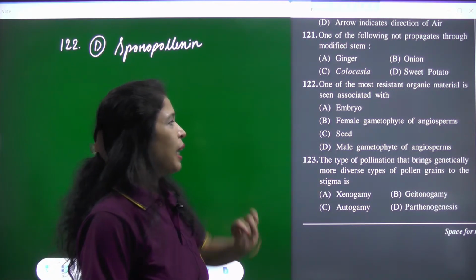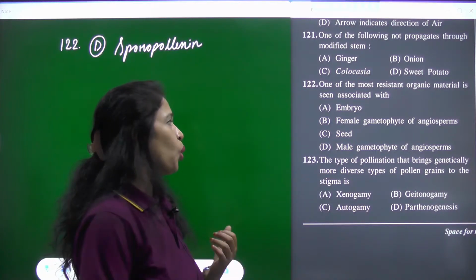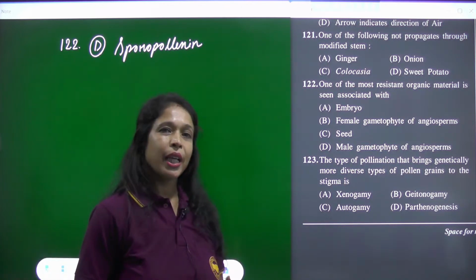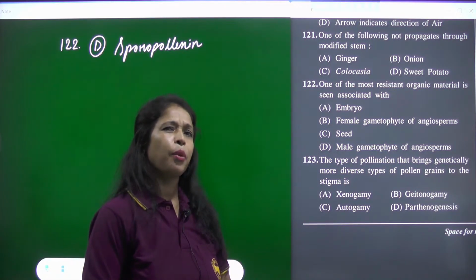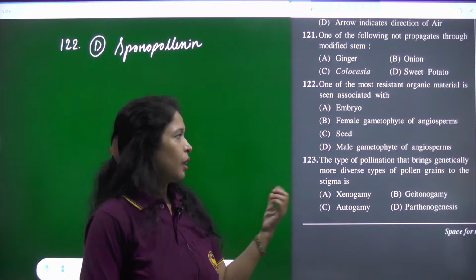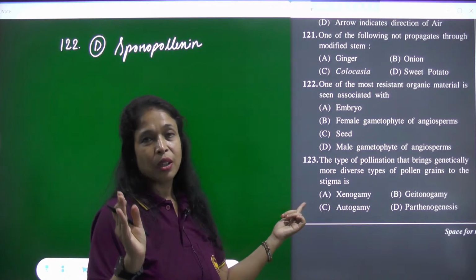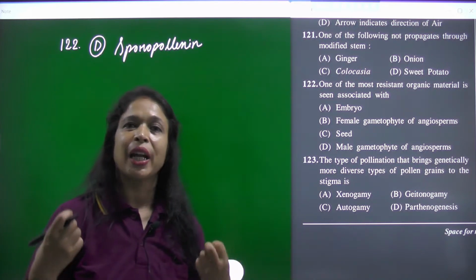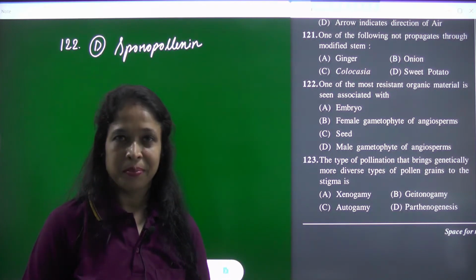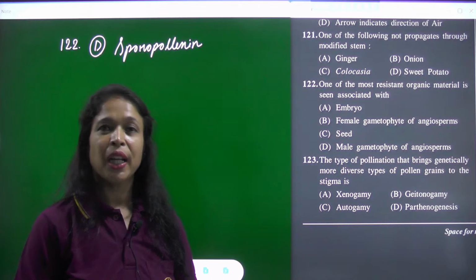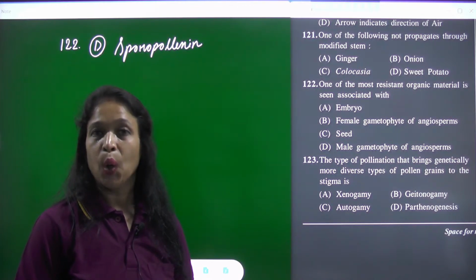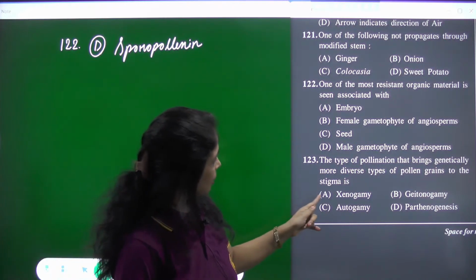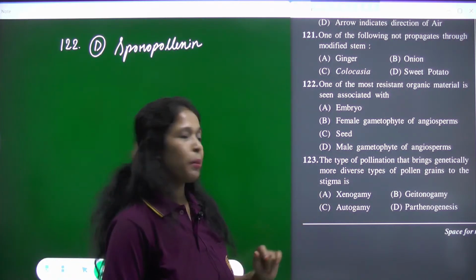The type of pollination that brings genetically more diverse type of pollen grain to the stigma. So genetically more diverse type of pollen grain, okay. This is of course cross pollination. In the cross pollination genetic diversity can be seen. So cross pollination, another name is what? Allogamy or genogamy. So yes, this is the answer, genogamy.